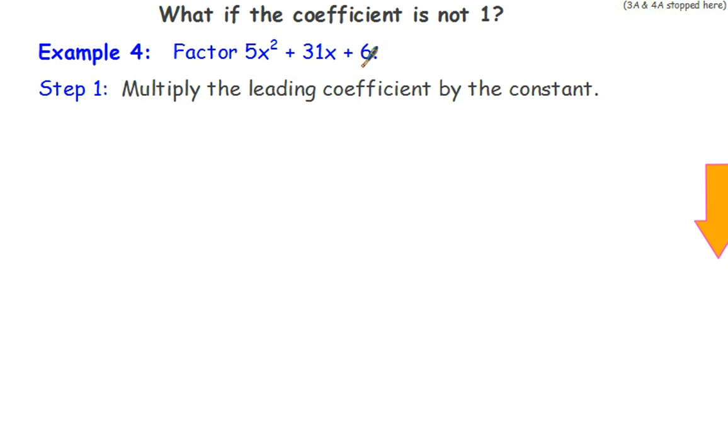Now looking at this one, think to yourself, do we have a GCF? Well, unfortunately we don't, right? I can't factor 5 out. There's no GCF we have here. So we're going to have to do this problem a little bit different because we have this 5 in front of the x squared. Now, I'm going to stop this video, see if you remember how to do this type of problem, and if you don't, no worries, we'll pick it up in the next video.